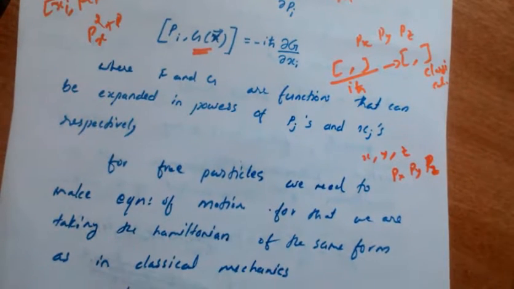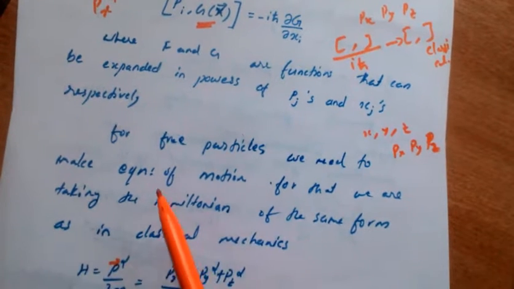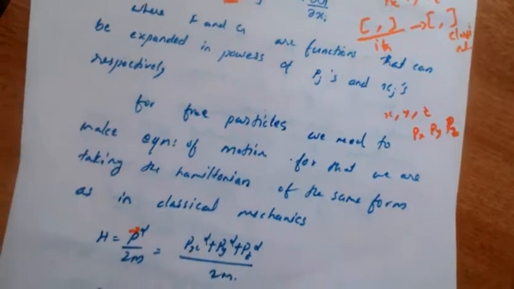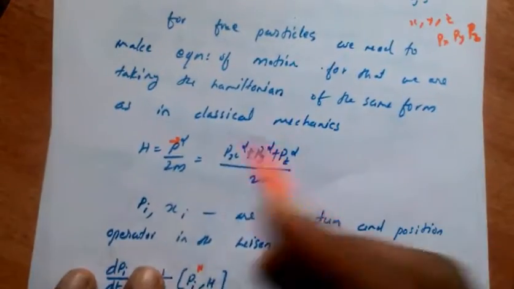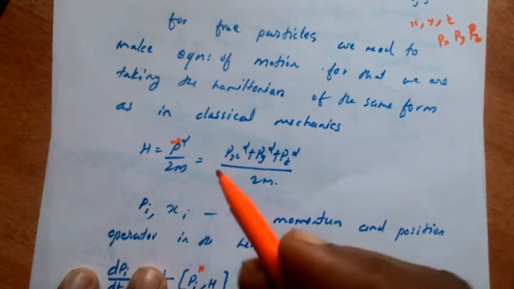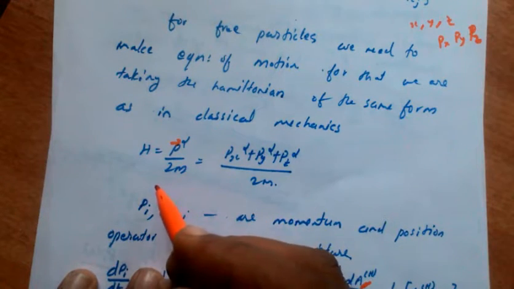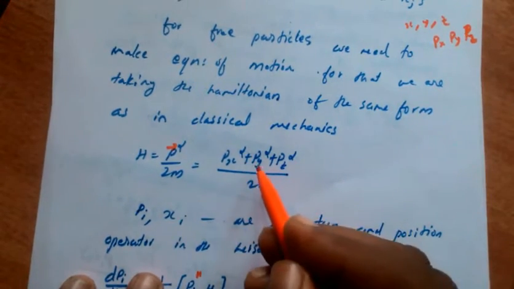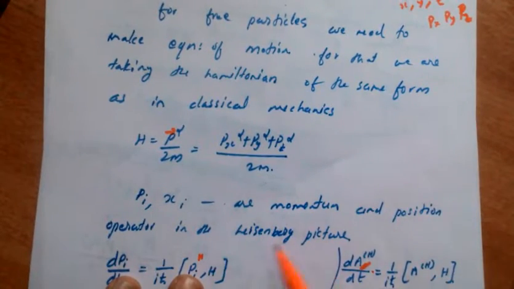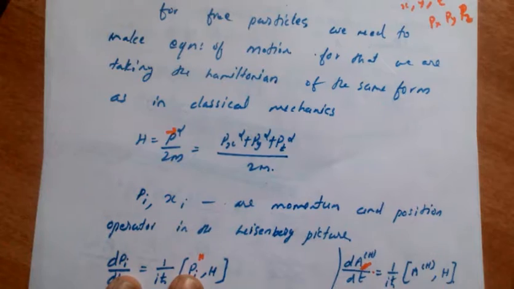Here pi or xi means x, y, z as well as px, py, pz. Now we are going to consider free particles. For free particles, to make the equation of motion, we take the Hamiltonian of the same form as in classical mechanics. For a free particle in classical mechanics, the Hamiltonian is H equals p squared over 2m. We take that as the Hamiltonian operator in quantum mechanics, equal to px squared plus py squared plus pz squared over 2m, where pi and xi are the momentum and position operators in Heisenberg's picture.